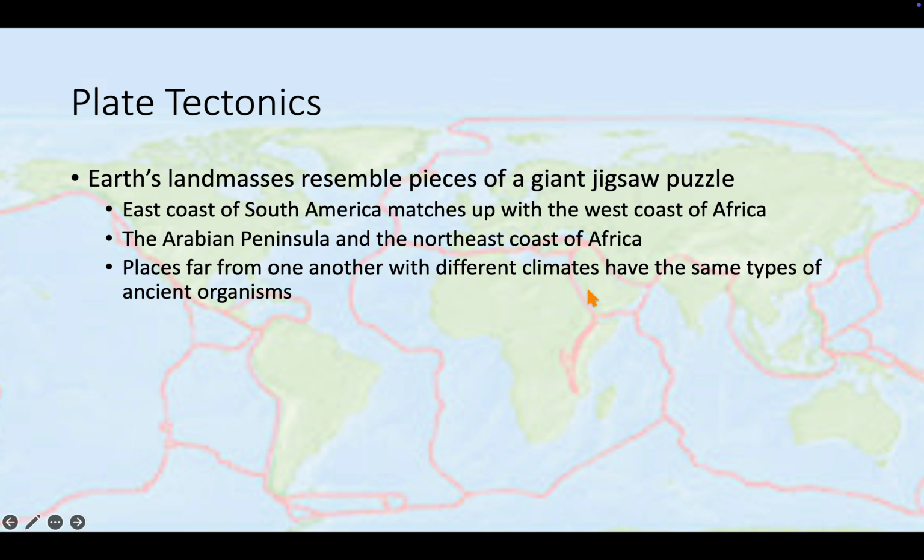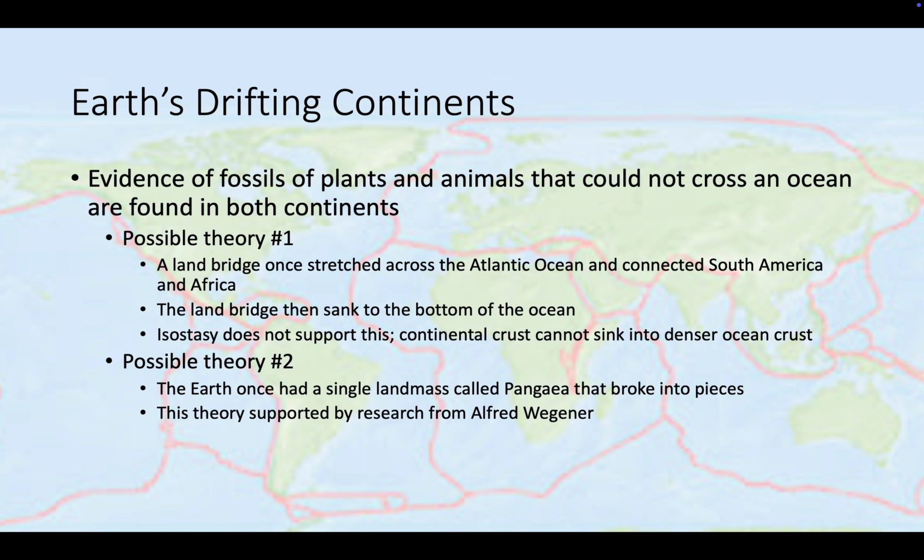Places far from one another with different climates have the same type of ancient organisms. So the fact that we find fossils in completely different continents that aren't able to travel across the ocean or to those continents in any way, shape, or form suggests that they had to have been closer to each other when they were alive. So evidence of fossils of plants and animals that could not cross an ocean are found in both continents. That's something that they tried to figure out. How do you describe it?